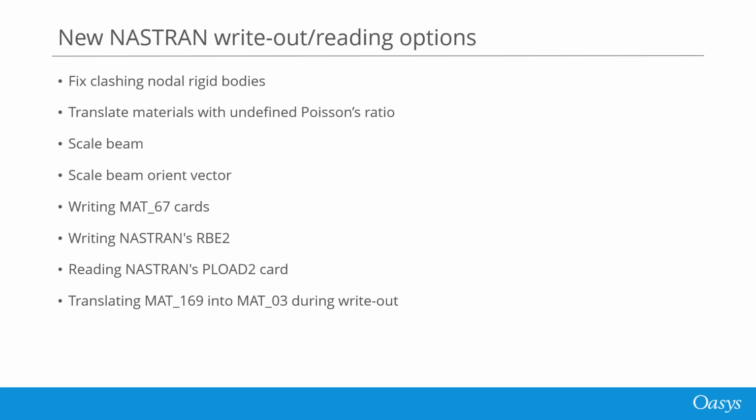Users now have an option to translate materials with no Poisson's ratio to MAT1 with a user-defined value for Poisson's ratio. If no value is given, a default value of 0.001 is used.